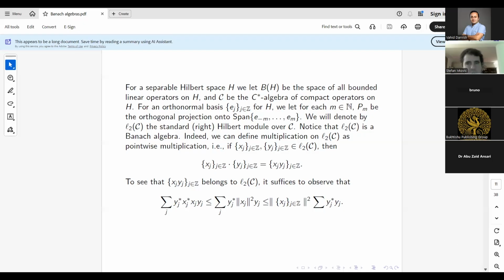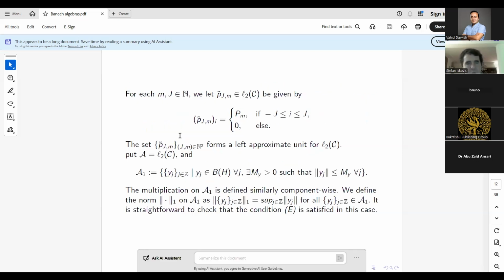So we are dealing clearly with a non-unital Banach algebra, but of course we should check whether the other conditions which I was speaking about earlier are satisfied in this case. So first of all, what should be the left approximate unit? Well, as you can guess, we can define it in this way: given any m in N, we let P tilde_m be an element of L2(C), defined in this way here. So the i-th coordinate of this sequence is P_m if i is here and 0 else. And then one can check that in fact it is a left approximate unit for L2(C).